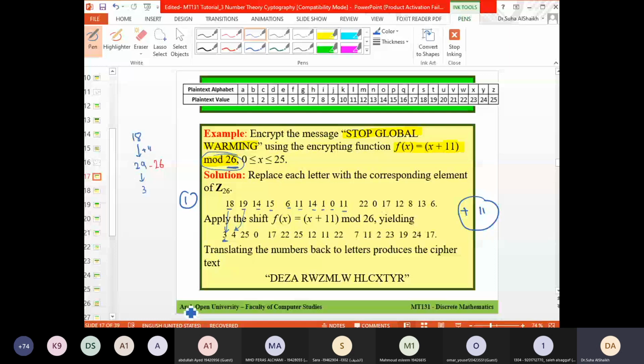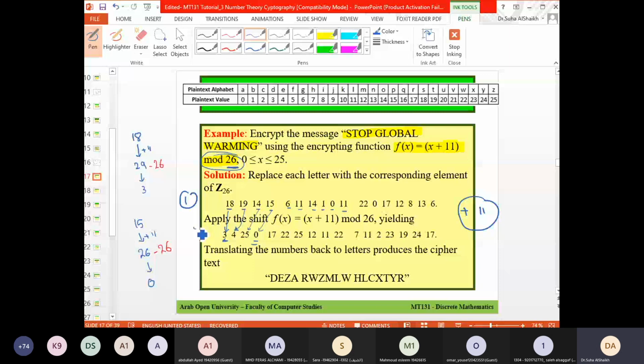We do the same thing with the 14. It will go to 25. The 15 will go to 0 and so on. Is the idea clear? If I do the 15 for example, 15 plus 11 will be 26. Since it is more than 25, I subtract 26 and the result will be 0. And so on with all the answers.